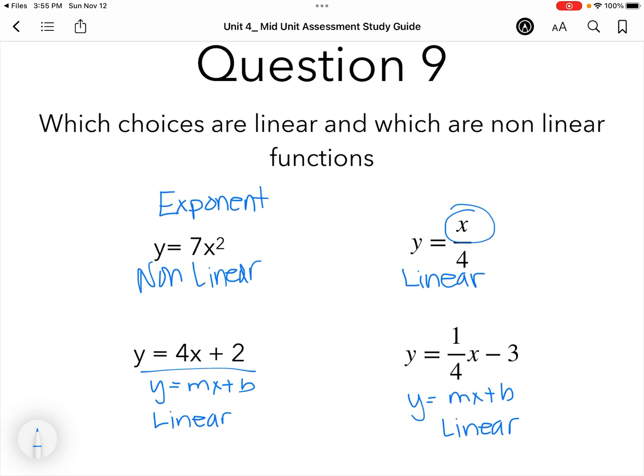So in this particular question, you're actually going to do a drag and drop and have to drag and drop your answers.